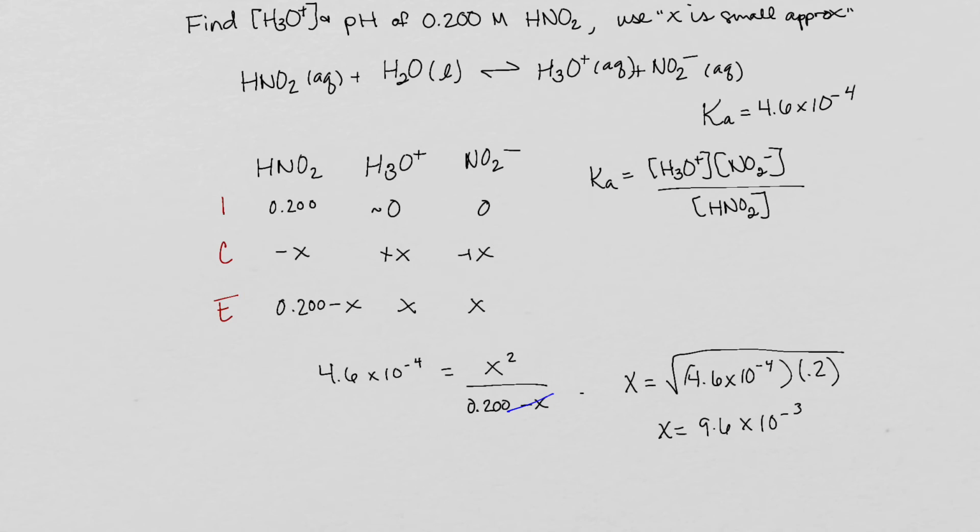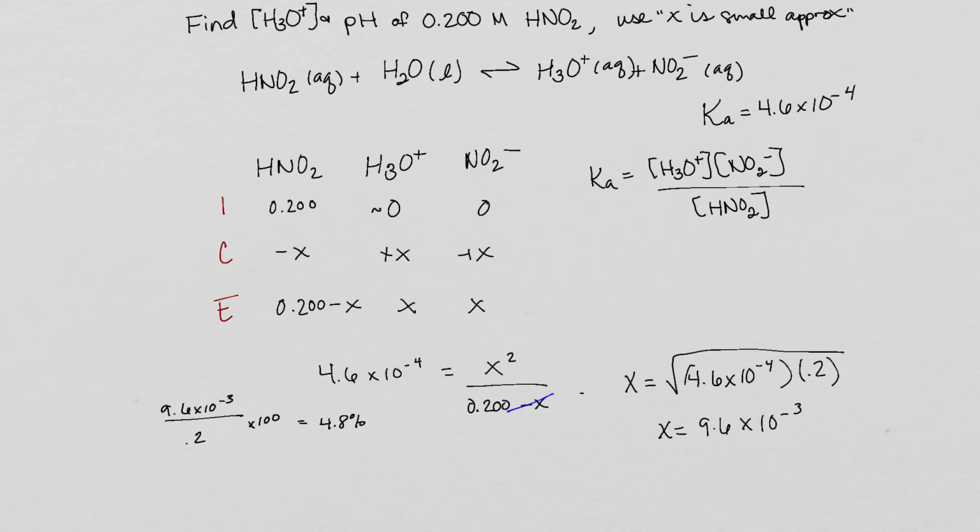And so if we want to make sure that it's a valid approximation, then we can take our 9.6 times 10 to the minus 3 and divide by 0.2 and multiply by 100, and we get 4.8%. So it's barely okay, but it's still okay. So we're going to go with it. So this is our x value.